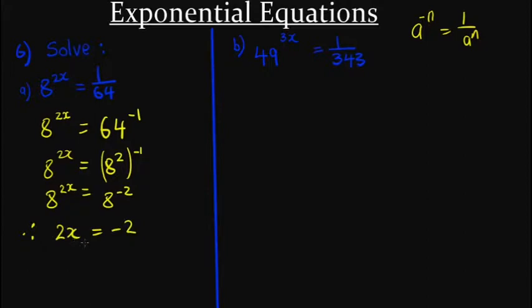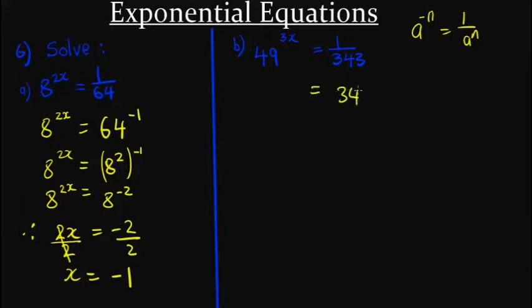So we have 2x equal to negative 2. We want to solve for x. So we need to get rid of this 2 multiplying by the x by dividing by 2. So x is equal to negative 1. Same concept with this one. So let's start by first reversing this fraction.